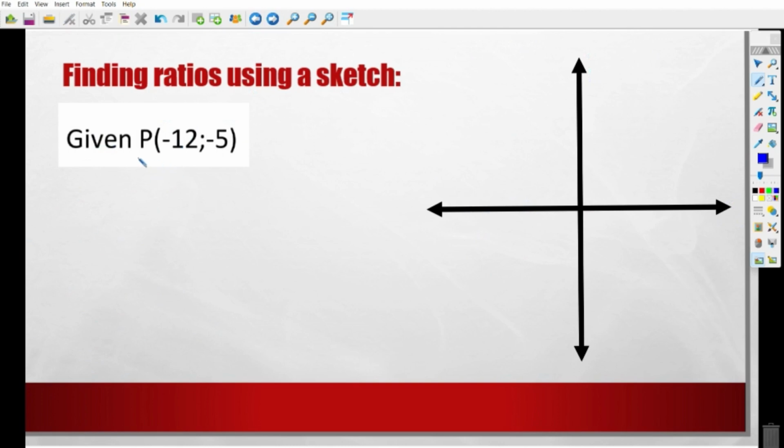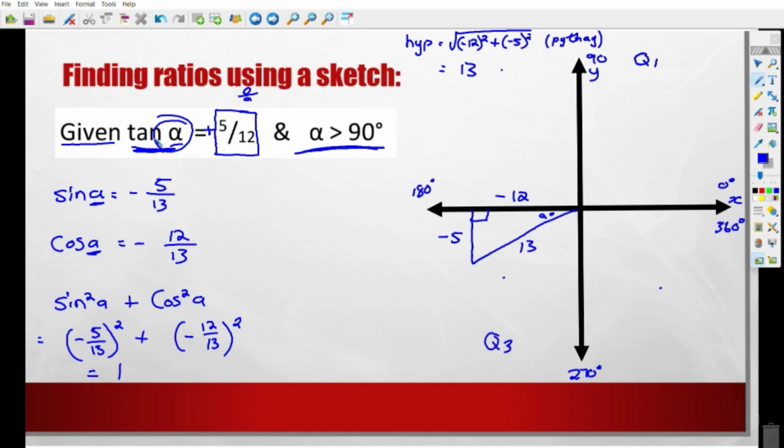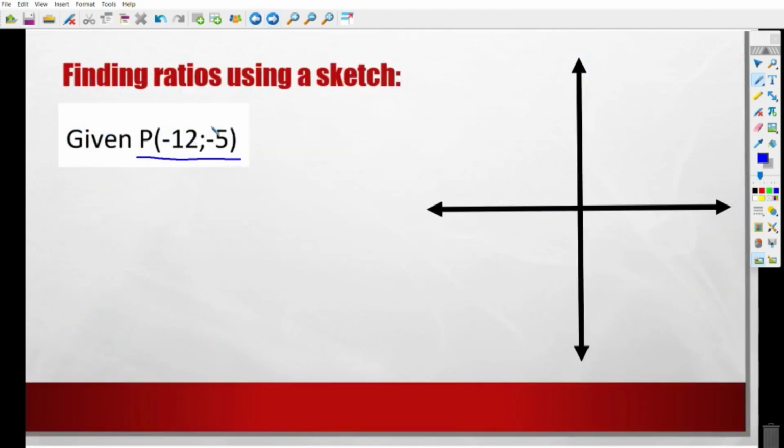Now they give me a point. Instead of giving me tan of A is equal to something, they go and say point P is this. Do you guys remember how to plot points? Let's go plot this point. The first number is what? Is it my X or my Y value? It's my X value, and the second value is my Y value.